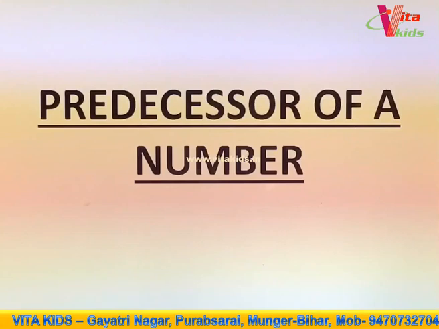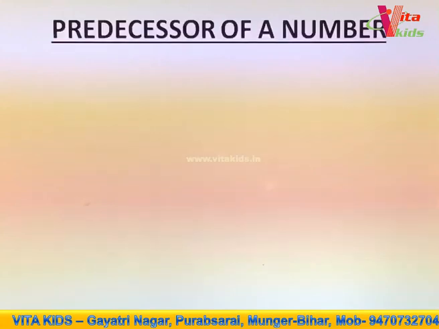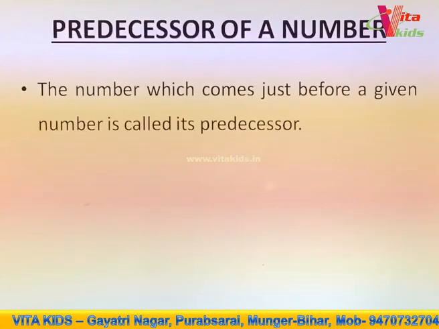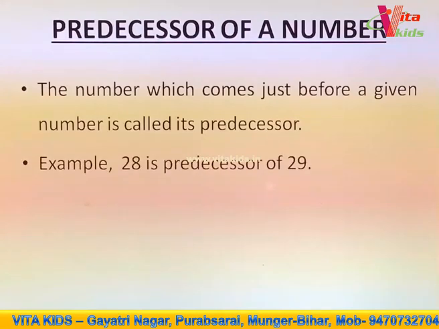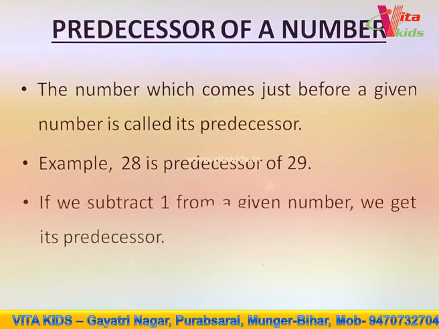Predecessor of a number. The number which comes just before a given number is called its predecessor. Example, 28 is the predecessor of 29. If we subtract 1 from a given number, we get its predecessor. 29 minus 1 is 28.